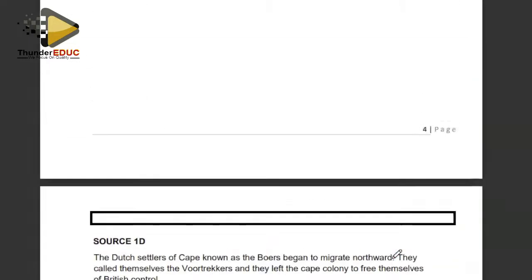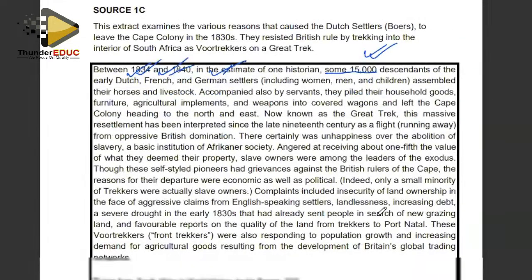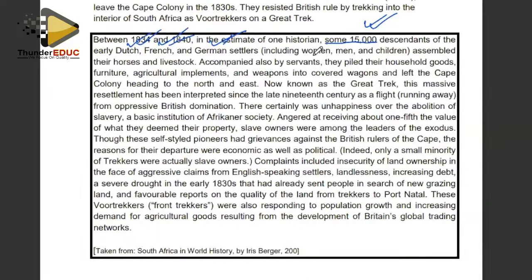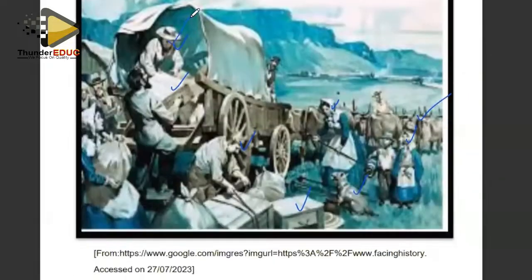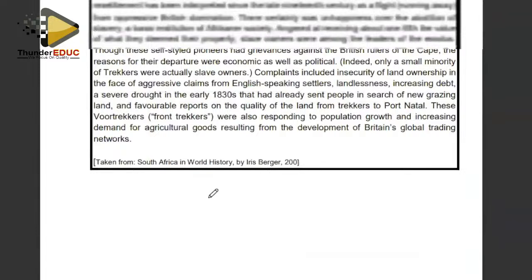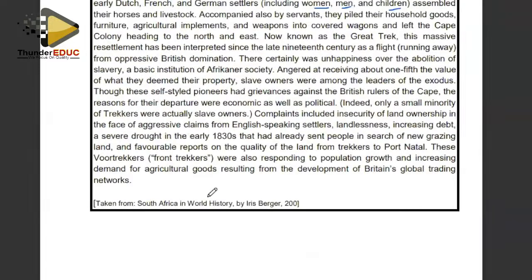Then you also try to figure out another independent response. Right. It says it included women, men, and children. Those were involved in the Great Trek. They were women, they were men, and children. How is it supported? It's supported here. This is a man, this is a woman, this is a child. You see these 2 children here? You see this woman, you see these men who are loading. So that is how you compare the sources. Find something in the first source and show how it is also portrayed in the other source.